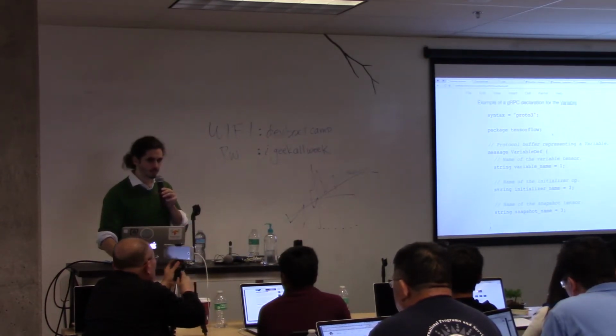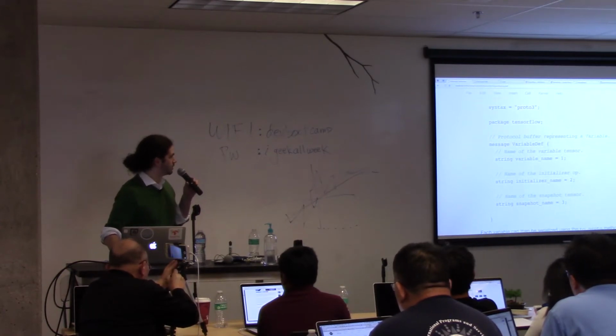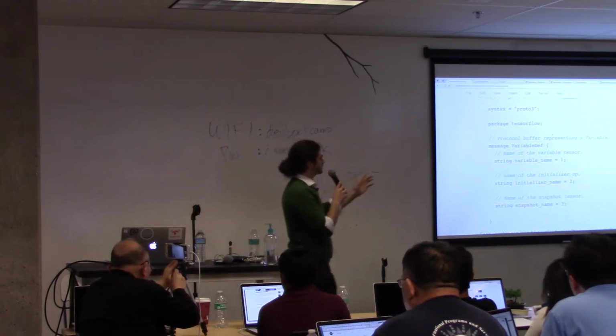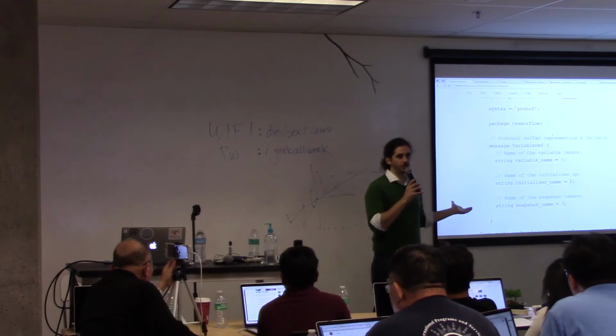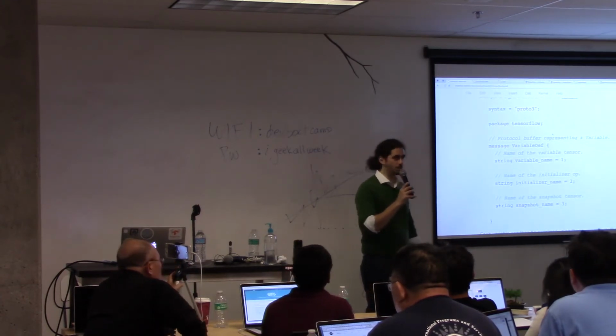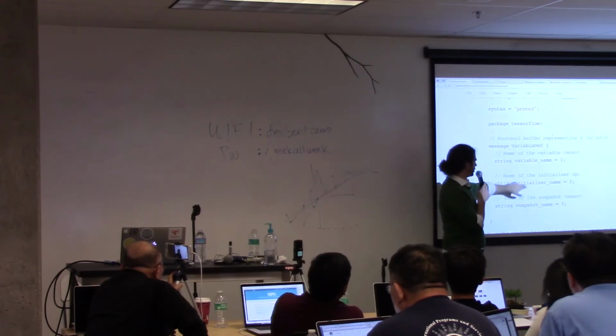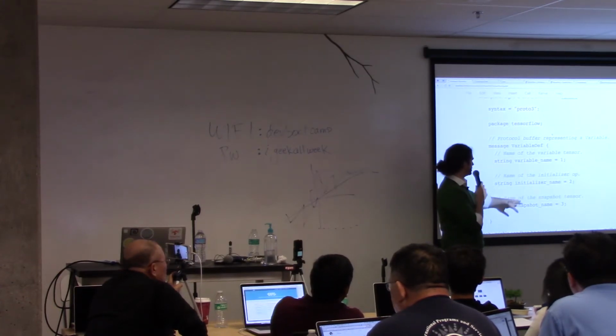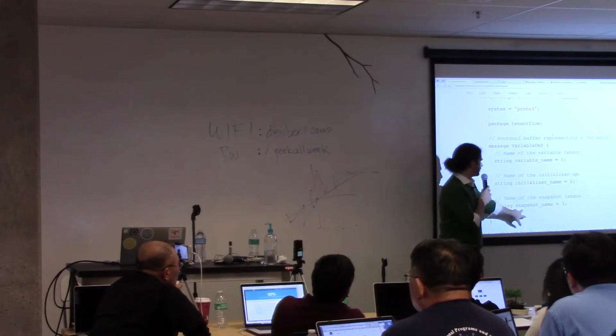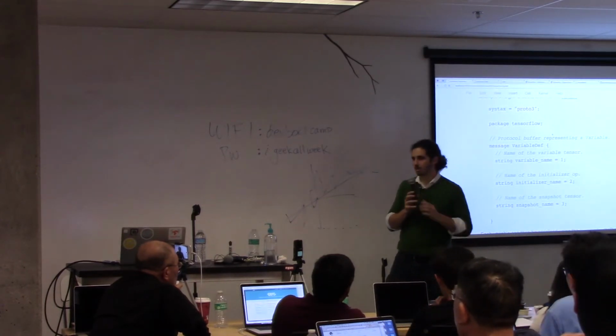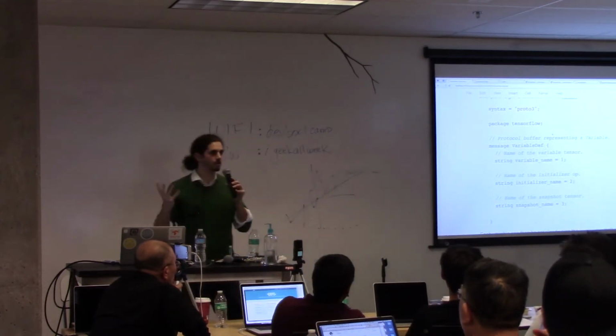This is an example of a protocol buffer. This is the actual protocol buffer of a variable from the TensorFlow code. And it's simple. What's the variable name? What's the name of its initializer? And what's the name of the snapshot? Okay. So there is no content inside the variable.